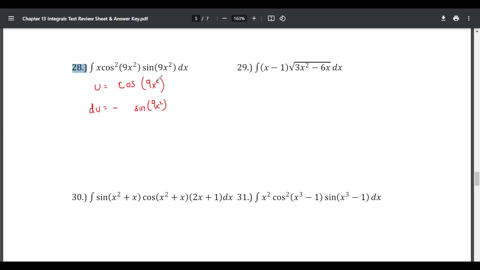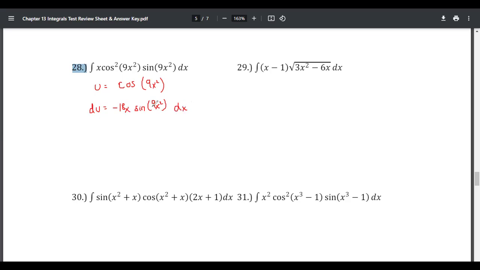So it's negative sine of 9x squared. No, no, no. You have to take the derivative of what is inside it. Isn't that what the chain rule says? Oh, sorry, yes, I forgot to do that. All right, so 18x. 18x. And finally, don't forget the dx.